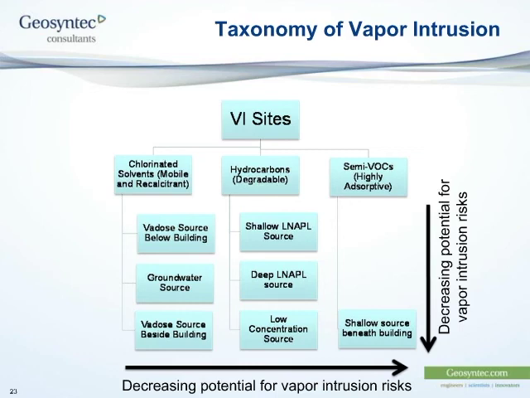For hydrocarbons, a shallow source is a much greater concern than a deeper source. And if you've got a low concentration in dissolved plume, then you probably don't have a problem at all unless it's almost directly in contact with the building. And for semi-VOCs, you really need to have a shallow source directly beneath the building before you're likely to have a concern for vapor intrusion. So because each of these have a different potential for risk, they can be assessed using some different tools in the toolbox and perhaps prioritize the different priorities.